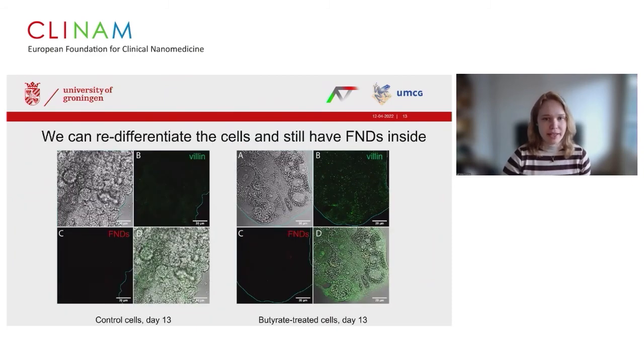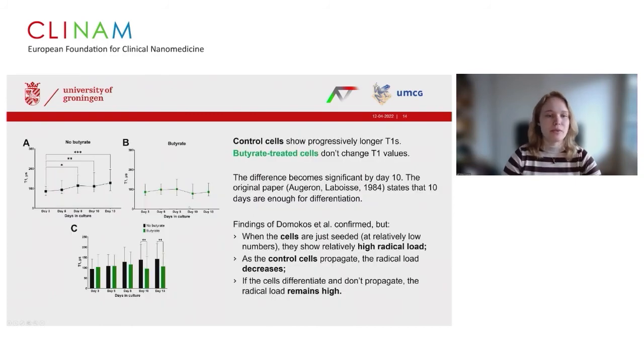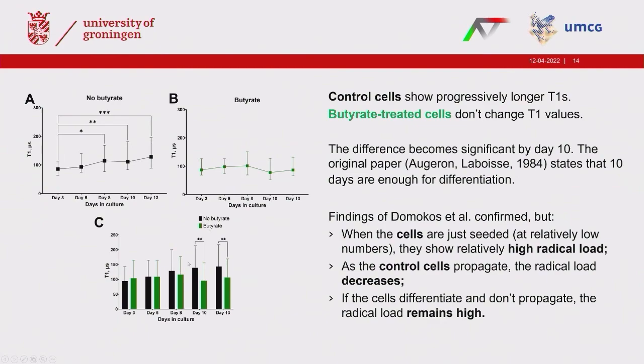Luckily for us, we can indeed redifferentiate the cells and still have FNDs inside. So in panels B, you see villin, the marker of differentiation, and here in red, you see nanodiamond particles in the cell clusters. If we perform our measurements, we see that indeed by day 10 and 13, when redifferentiation occurs, the control cells without the butyrate have longer T1s, so lower free radical load, and the butyrate-treated redifferentiated ones show lower T1s, so higher free radical load. So the findings were confirmed.